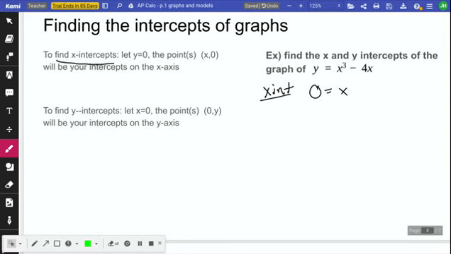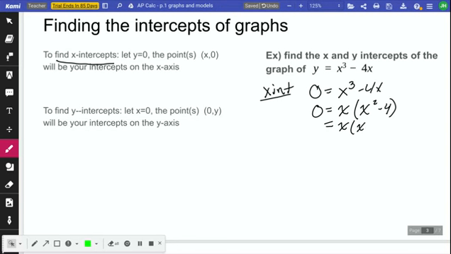So 0 equals x cubed minus 4x. And then you have to find the values for x to be able to get those x-intercepts. So what I'll do is I'll use some of my Algebra 1 skills, and I will just factor out an x this way. And then if you notice, I can factor it once more.